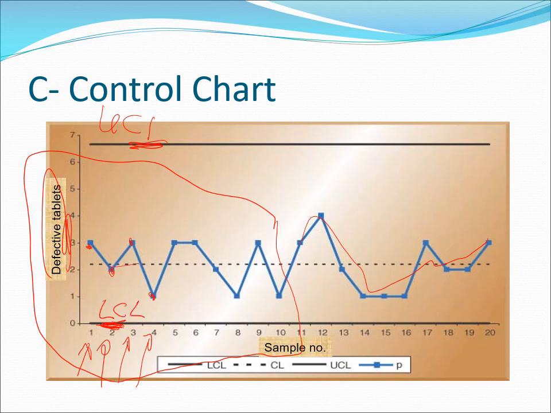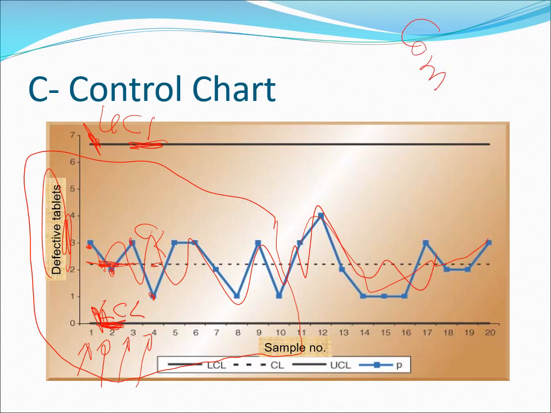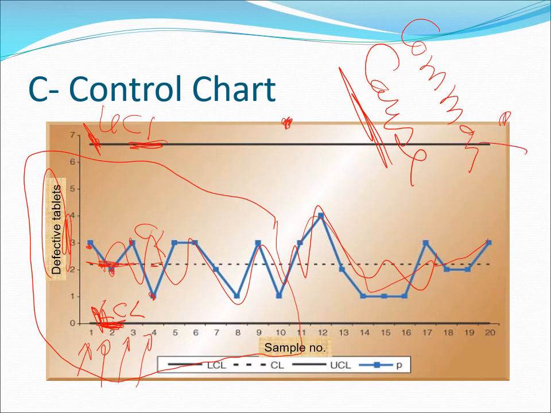And the central line, we mentioned it is C bar. This dotted line is the central line, so you have to write CL here. And then you have to comment: if all the points are between the upper and lower control limit, that is common cause of variation. So the variation here is due to common cause. But if you have one point outside, for example here or here, any point above the upper control limit, the variation could be due to assignable cause of variation.